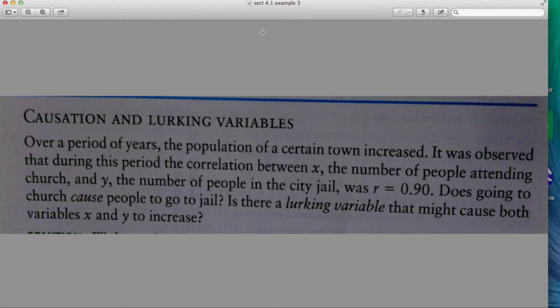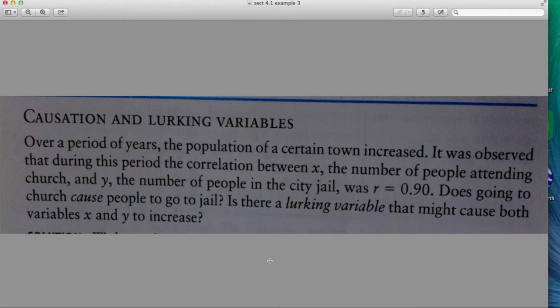Over a period of years, the population of a certain town increased. It was observed that during this period, the correlation between X, which is the number of people attending church, and Y, which is the number of people in the city jail, was R equals 0.90. Does going to church cause people to go to jail? Is there a lurking variable that might cause both variables X and Y to increase?